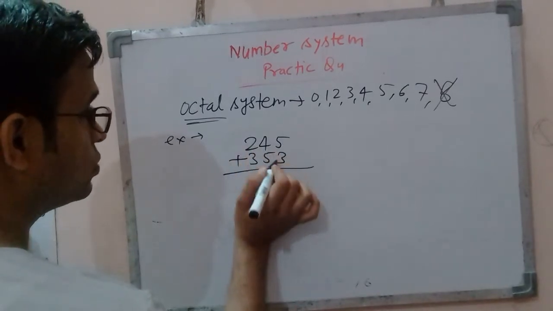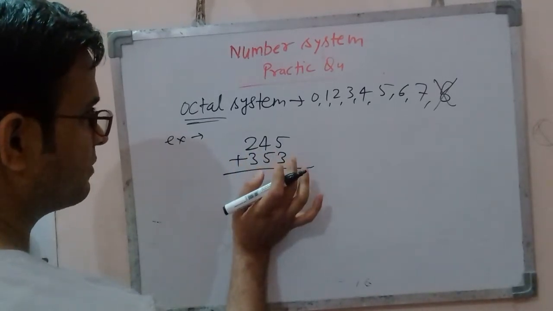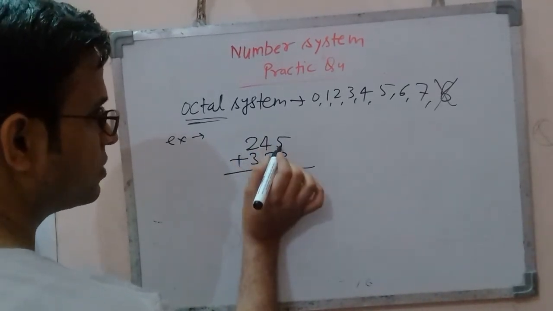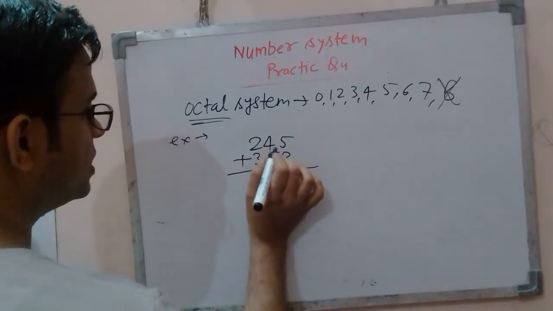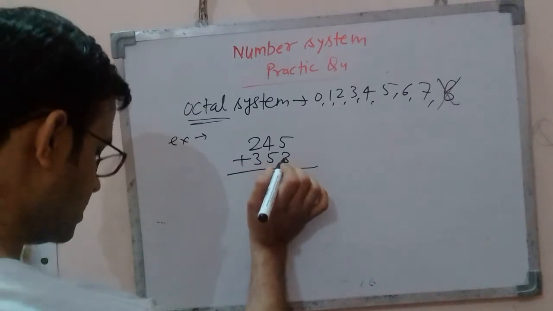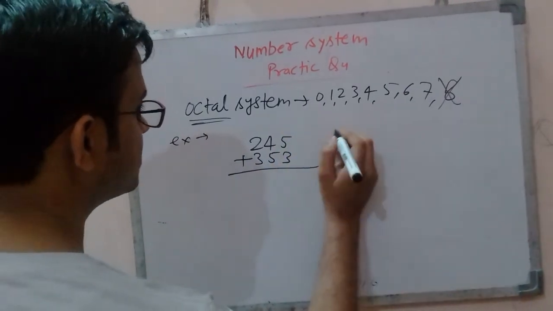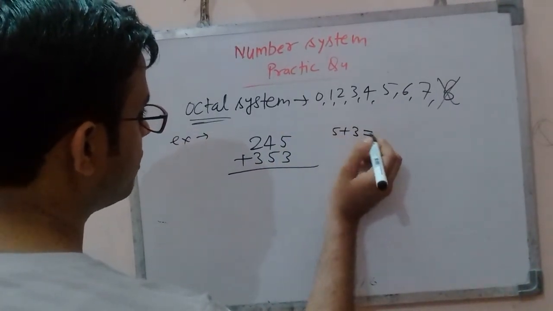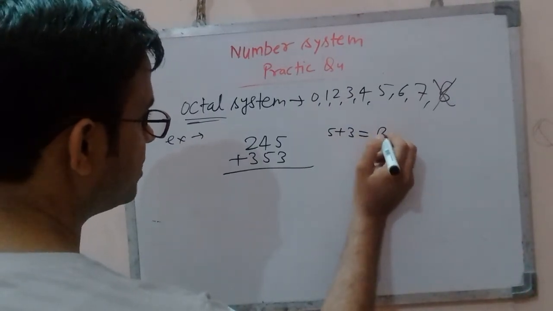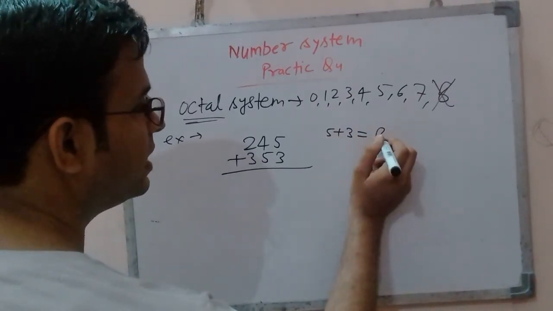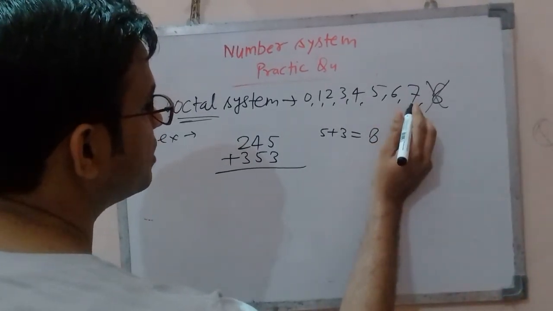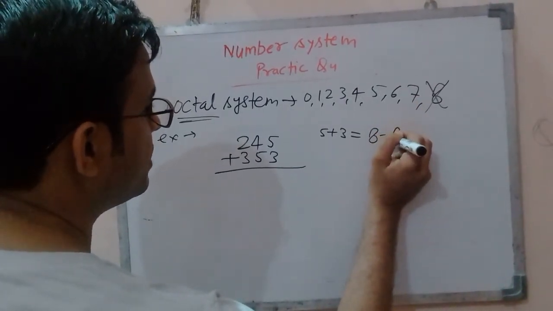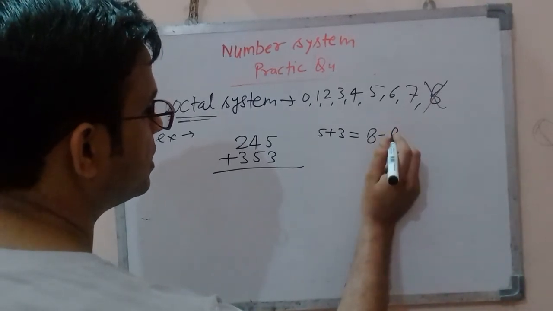He will say that these two are octal numbers, right? No need to identify. He will say 245 is an octal number and 353 is an octal number. Now he is asking you to add these two numbers. So very easy. Add 5 plus 3. 5 plus 3 is how much? 8. Now the number exceeds 7. 8 is more than 7, no? That means subtract the base of this octal system, which is 8, right?